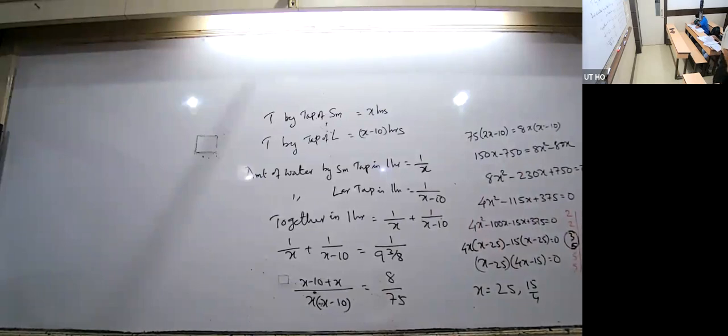I got the plus now. So 15 by 4 possible? No, sir. Why not? Time cannot be a fraction. But the question itself is a pure fraction. The time was how many? A fraction. In the question, the time was how much?